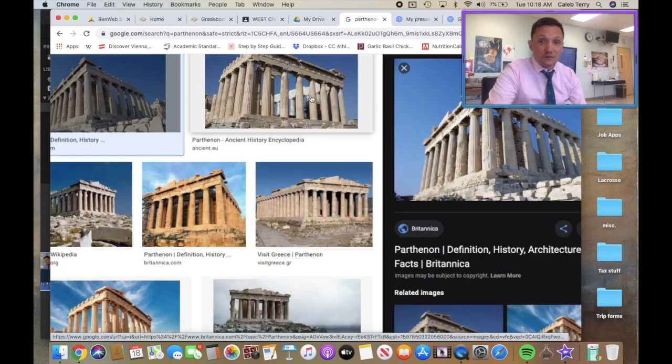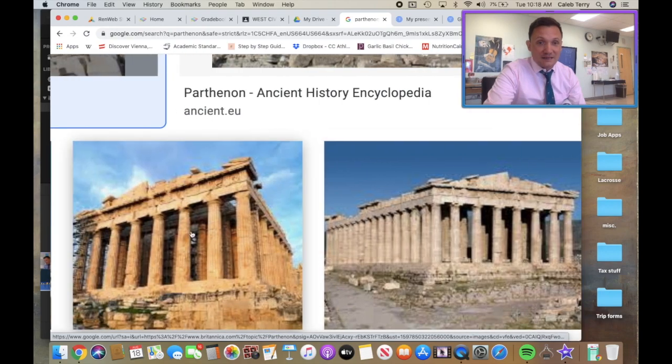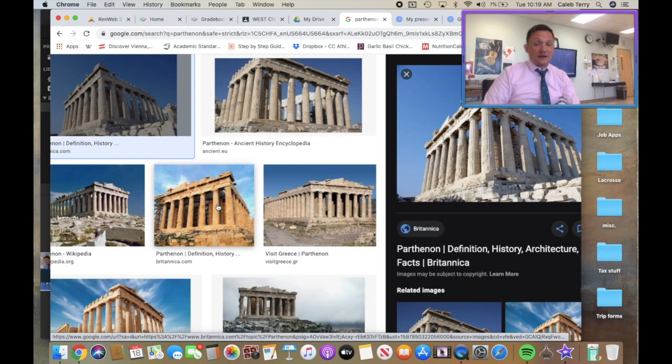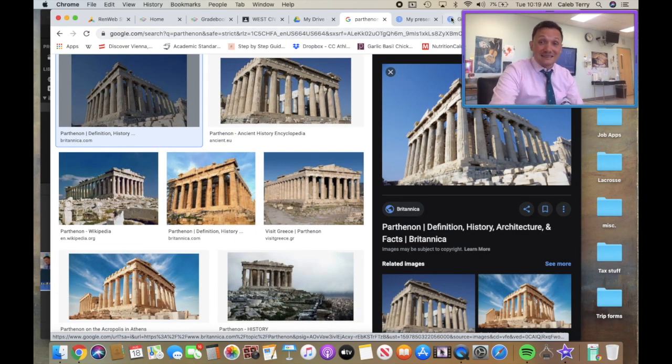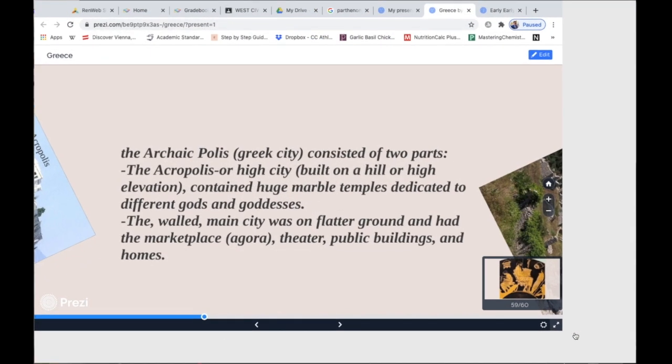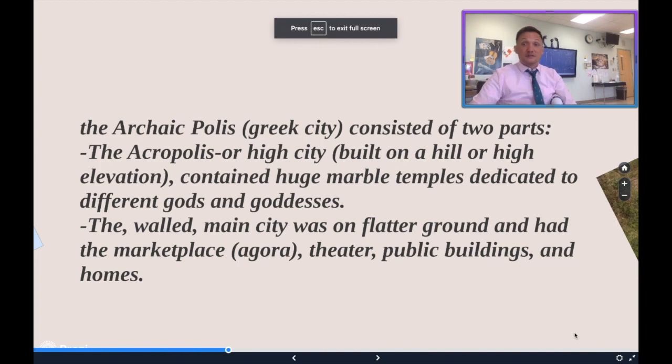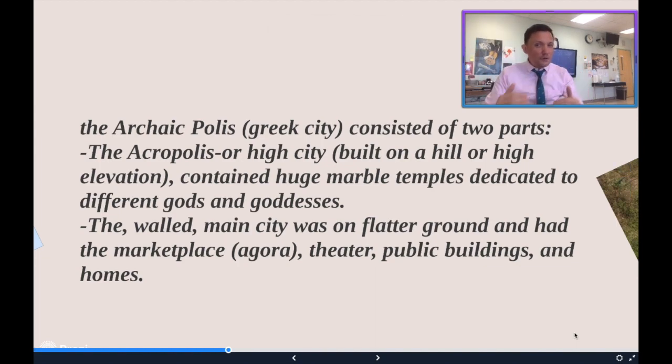Also, you can see the original use of those Doric-style columns we talked about in class that exist on the outside of it as well. But that's the Parthenon, right? And the Parthenon exists on that Acropolis of Athens. Acro, of course, meaning high, right? So it's elevated, okay? And then below that, you have the walled main city, right?